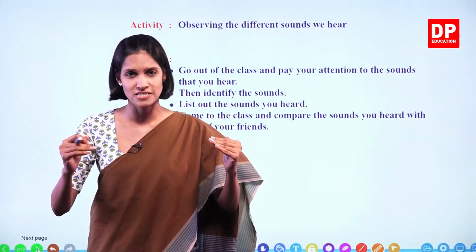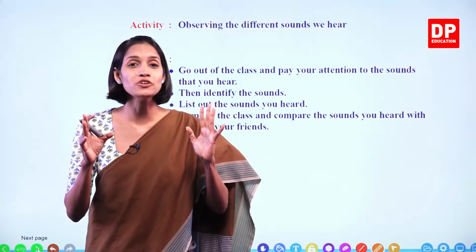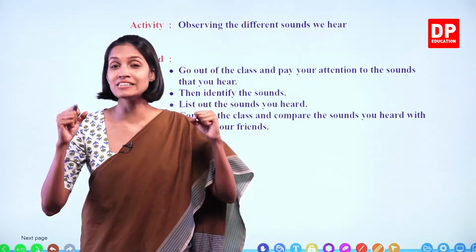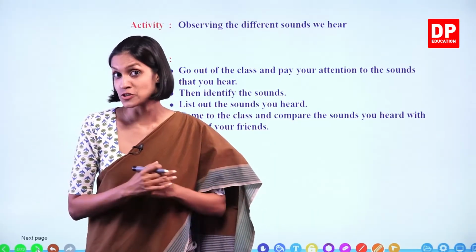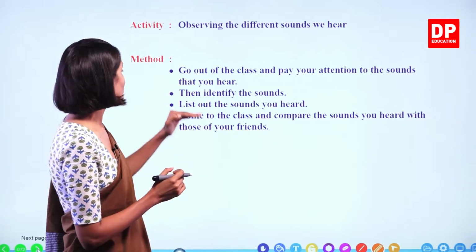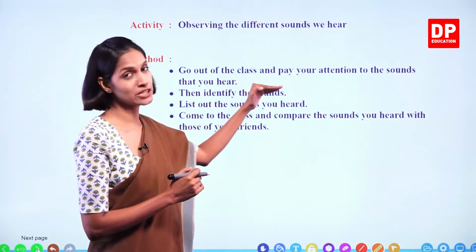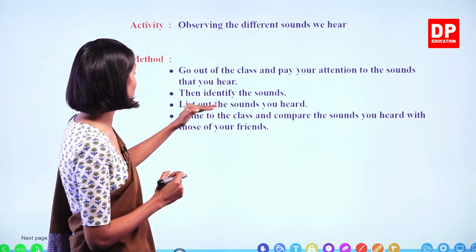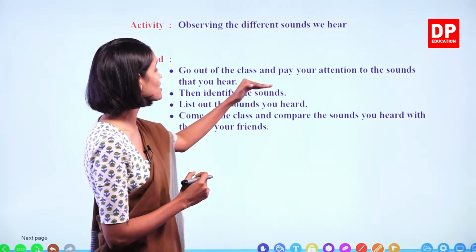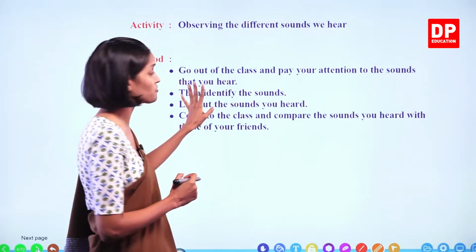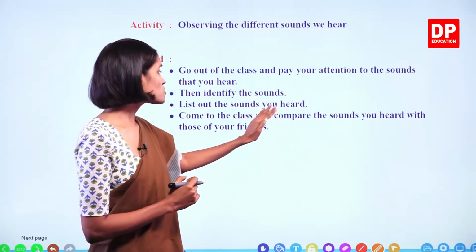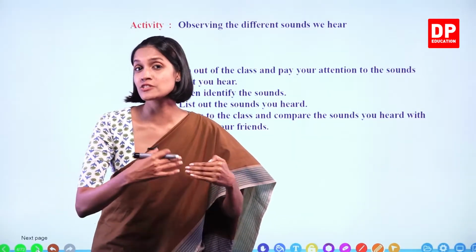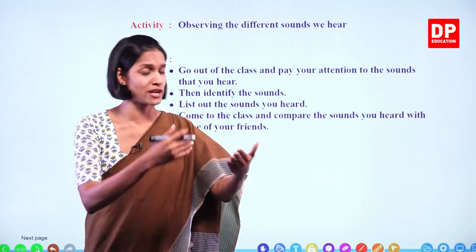Just close your eyes. Okay, children? So when you close your eyes, you will hear these different types of sounds better. And list out the sounds you heard. And then finally come to the class and compare the sounds you heard with those of your friends. So you will realize, now you can discuss with your friends, what are the sounds you heard, right?